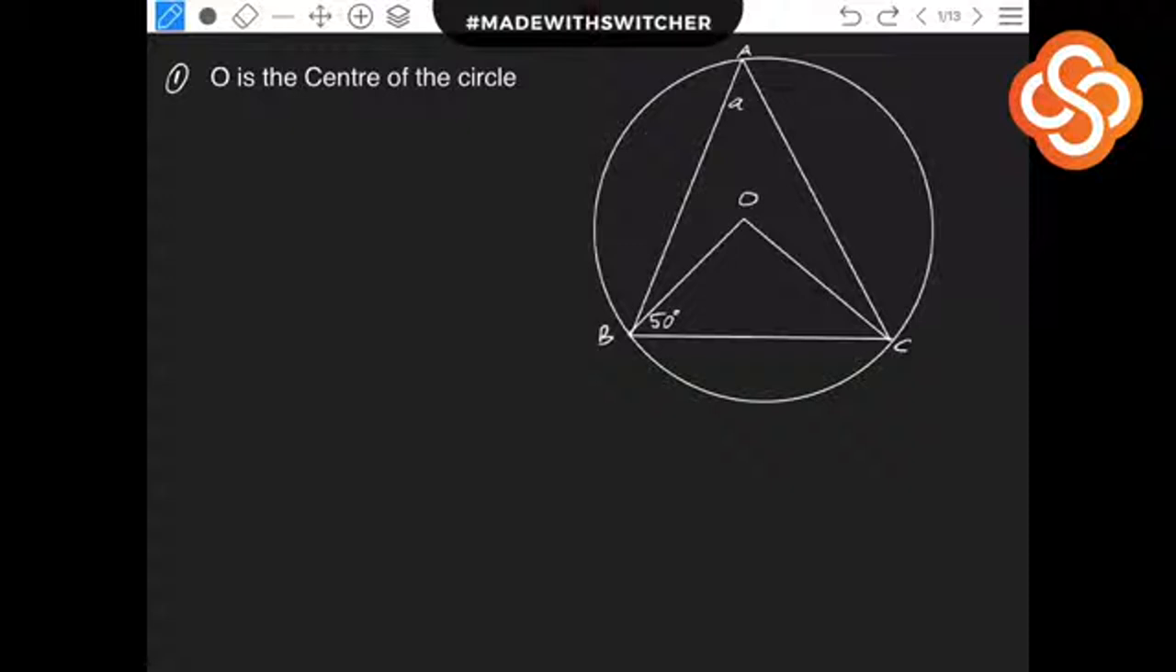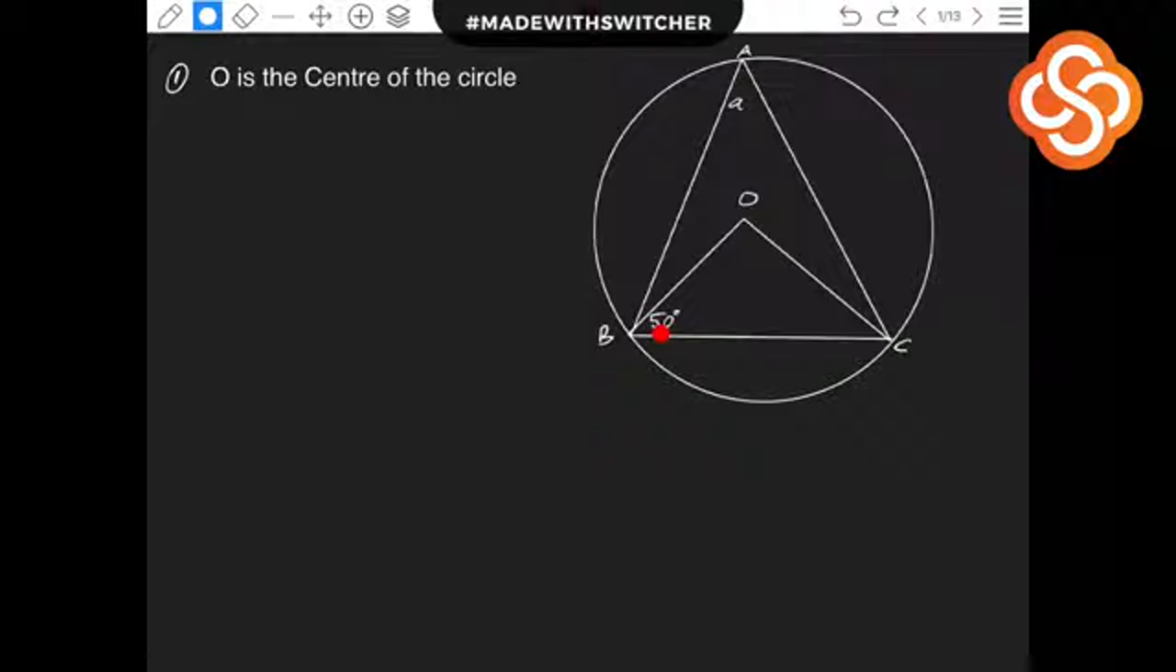So question 1 here, it says O is the center of the circle, and then evidently we are required to find A. So this small letter A here, that's what we're trying to find. So we're going to apply the theorems that we know from Euclidean geometry. Now, when we look at this diagram here, we are given angle OBC, which is 50 degrees.